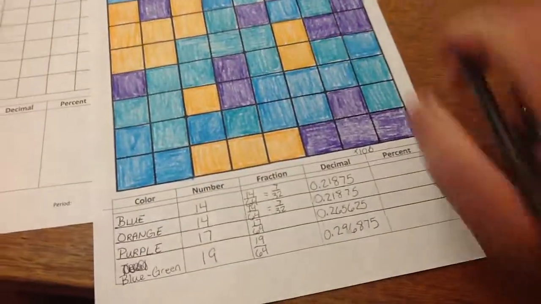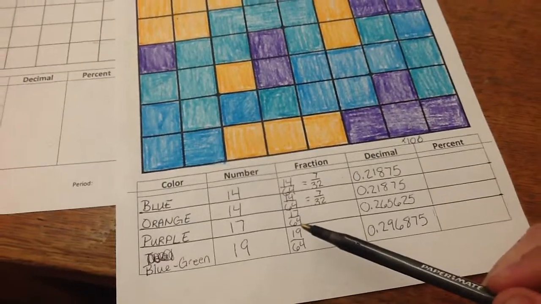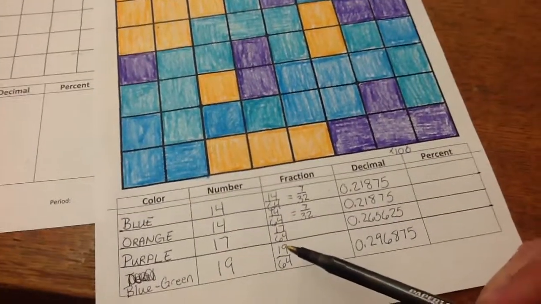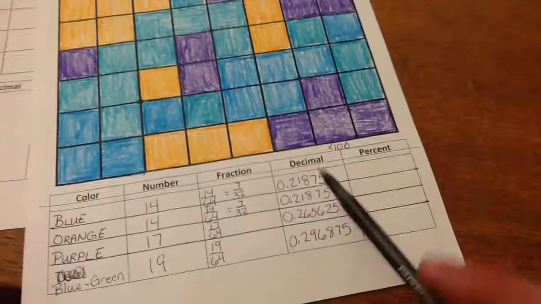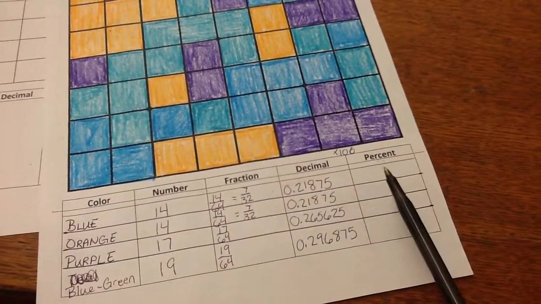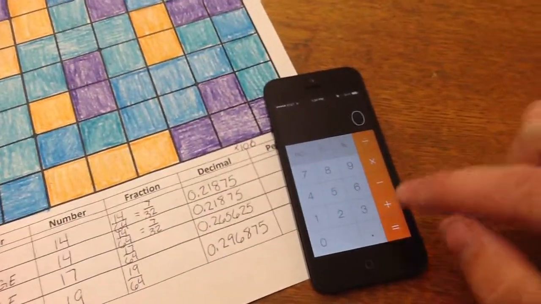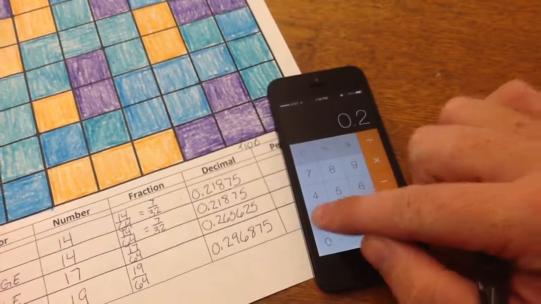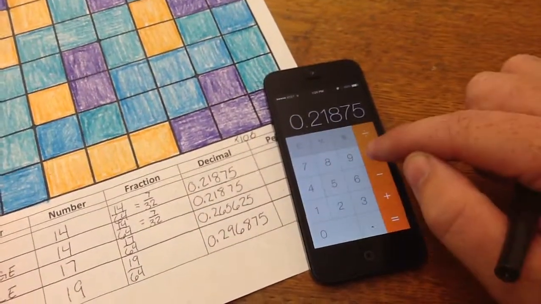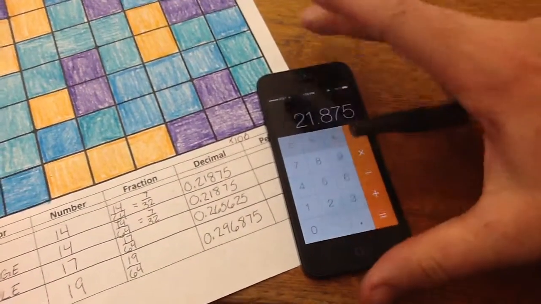Now that we have that, we can turn those into percentages by multiplying again the decimal by 100. The reason I'm not going to use the fraction this time, notice they're all over 64. We want to put them over 100. 64 is going to be tough to make into 100. So that's where it helps to know that if you multiply the decimal by 100, it will create a percentage for you. So in doing that, let's just go ahead and do blue very quickly, which was 0.21875. We'll multiply that by 100. And it gives us 21.875.